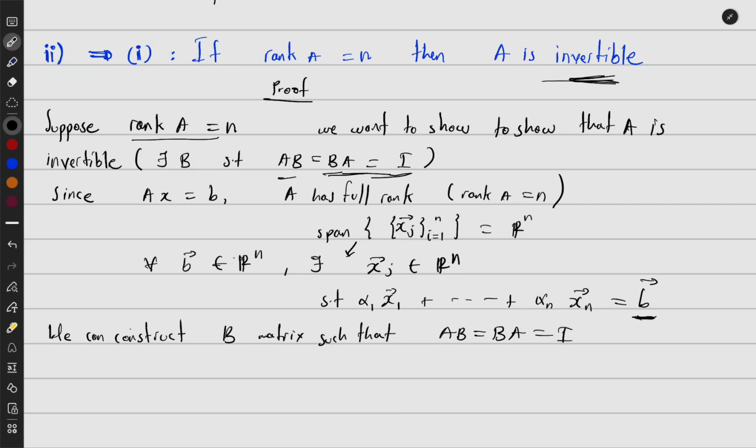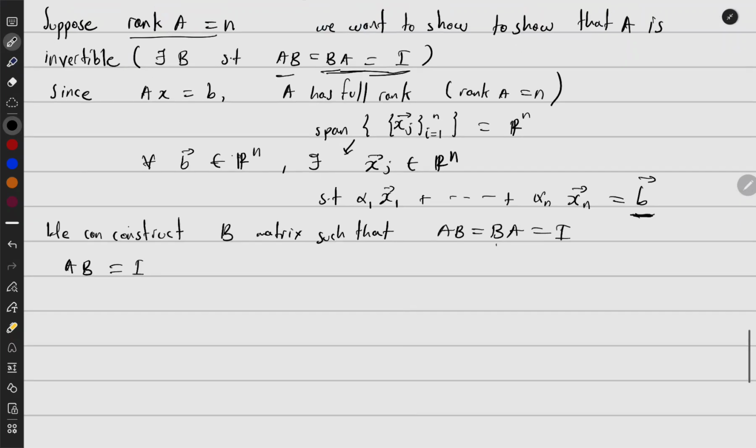Where the columns in B, okay, I can write this. If AB is going to be equal to I, so these are the columns in A, I can go up to An. Those are columns in A. They're going to multiply with matrix B. These are columns in B up to Bn.